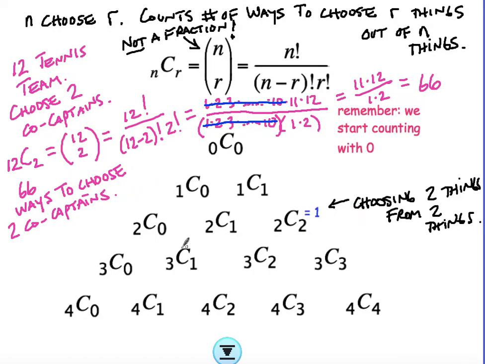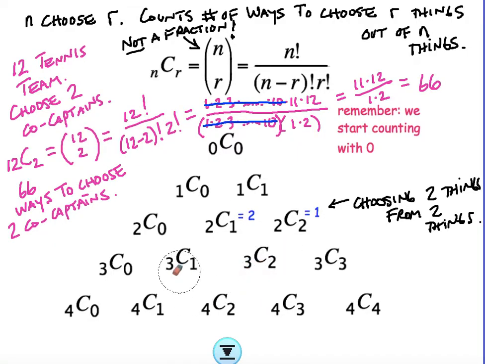Let's say I have two things and I want to just choose one of them. How many different ways could I do that? Like, let's say I have a red thing and a black thing, and I want to choose just one of them. How many different ways can I do that? Well, I could choose the red or I could choose the black. There would be two different ways for me to choose one thing.